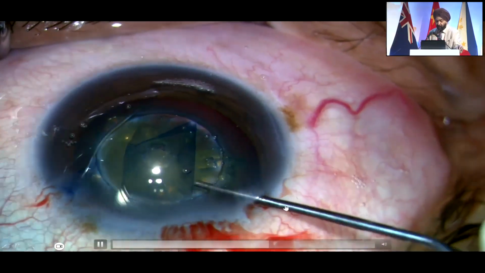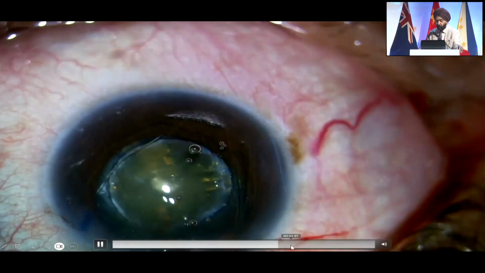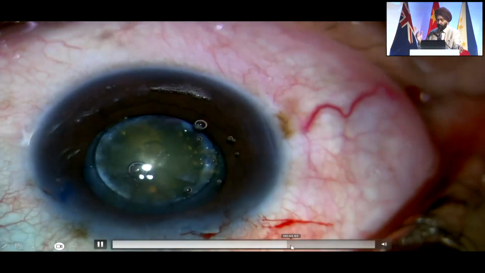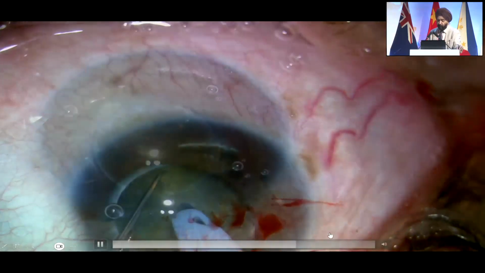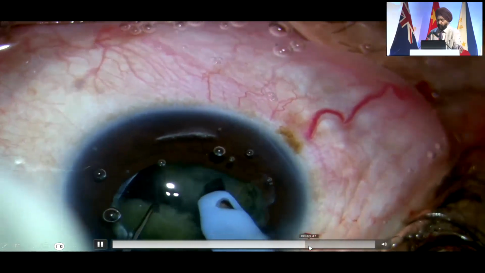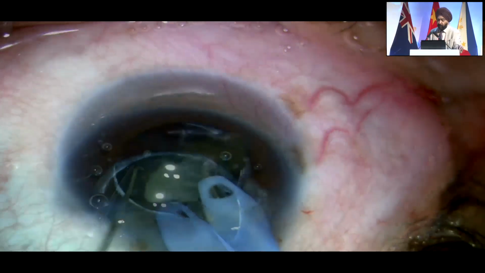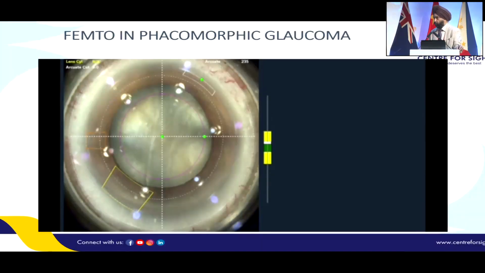Once you have explanted the ICL, then it becomes a routine Phaco. So I prefer, again, a femtolaser procedure because you get a great capsular access in these particular cases if you are clear about where you want to go.